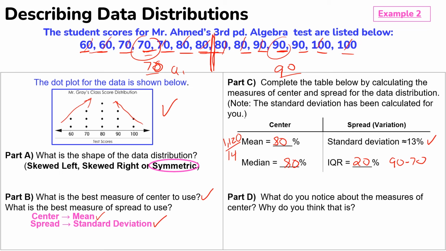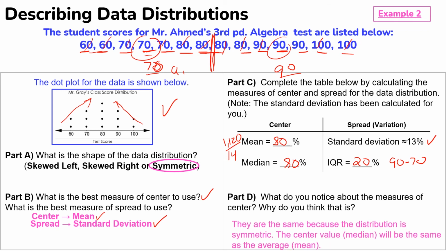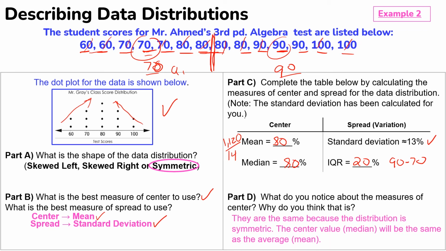And part D says, what do you notice about the measures of the center? Why do you think that is? So the measures of the center are the same because the distribution is symmetric. We have 80 and 80 here. The center value, which is the median, will be the same as the average, the mean. This is a symmetric graph here.